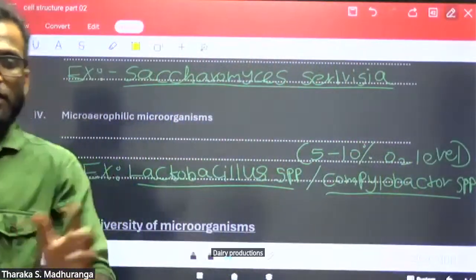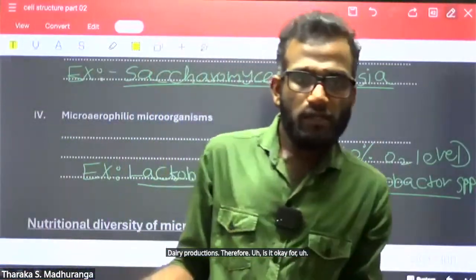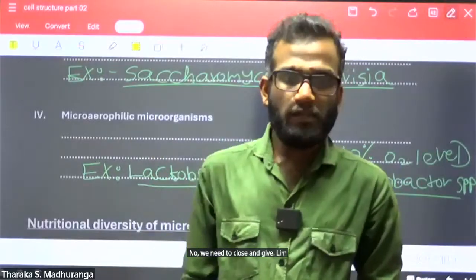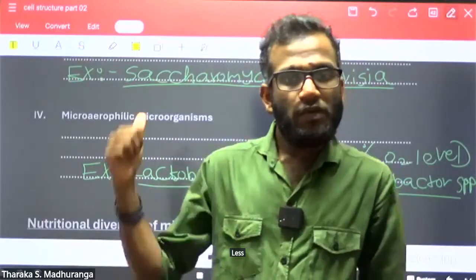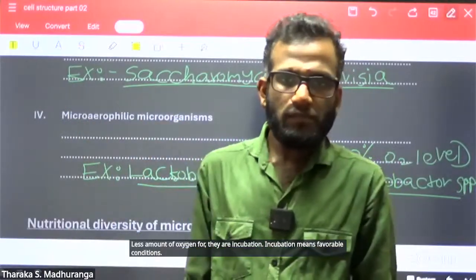Then microaerophilic Lactobacillus and Campylobacter we can use for dairy production. Is it okay for an open environment? No, we need to close it and give a limited, lesser amount of oxygen for their incubation. Incubation means favorable conditions. Understood?